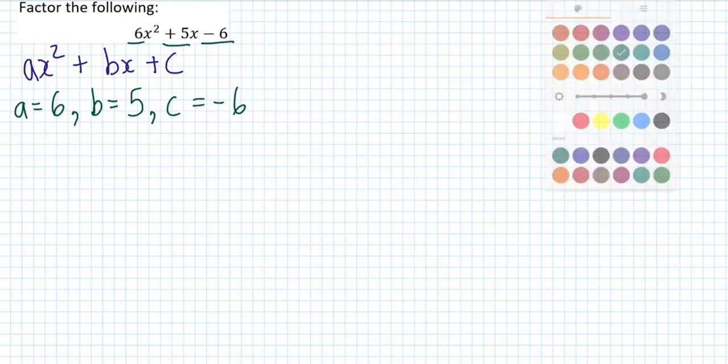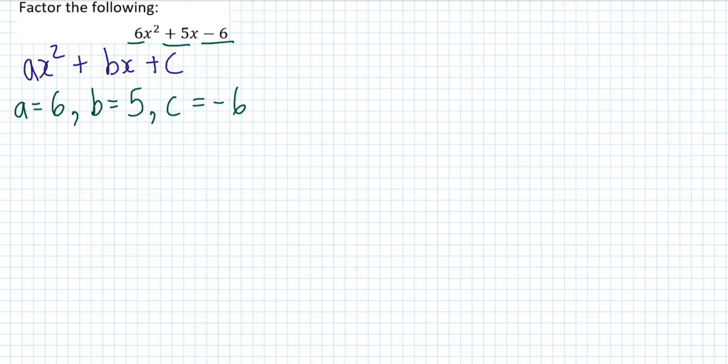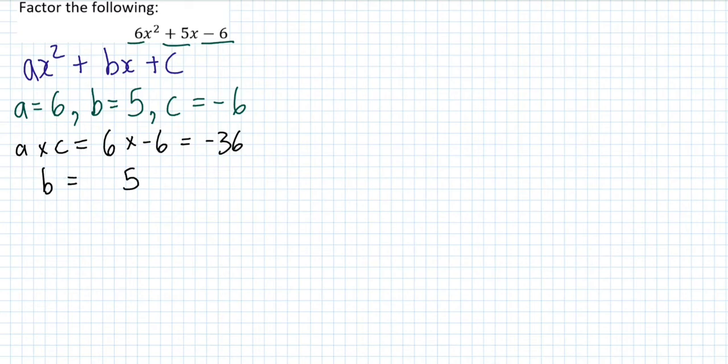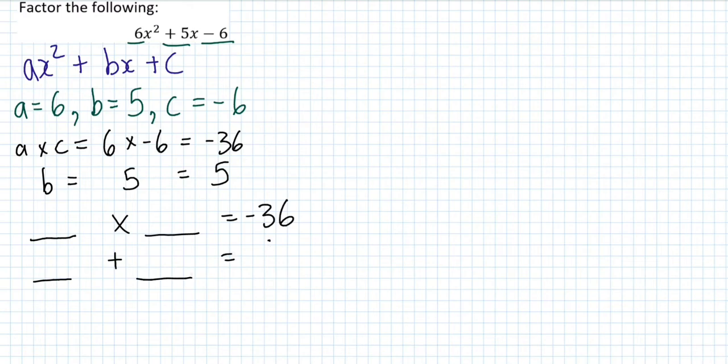Okay, so our next step is to find out what a times c is equal to. Well, we know that that is 6 times -6, which is equal to -36. And b just comes along for the ride, 5. So we need to find two numbers that when multiplied together give us -36, and when added together give us 5.